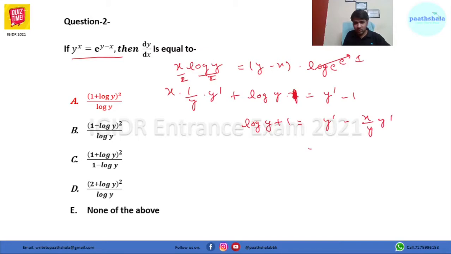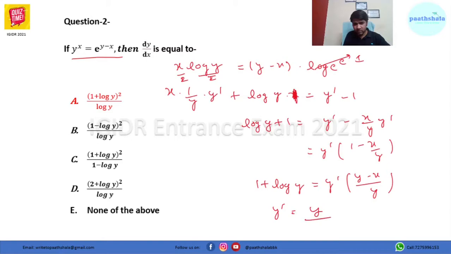Now let's take y dash as common. So this will come out to be 1 minus x upon y, that is y dash times y minus x upon y. So the value of y dash is y upon y minus x, in bracket 1 plus log y. But if we look at the answer options, there is no such value. So ultimately we have to find the value here. We have to replace this value.